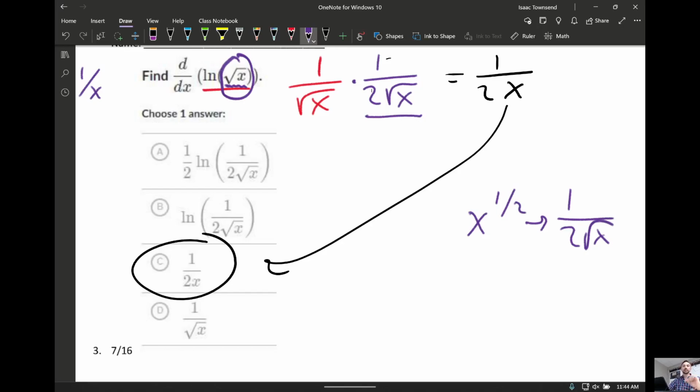Okay, anything else about number 3? Can do that one now?